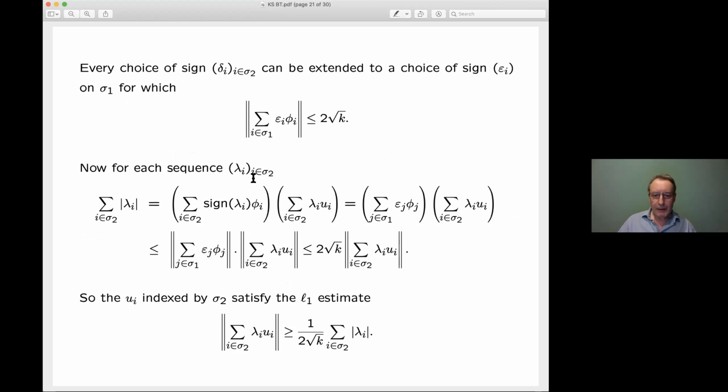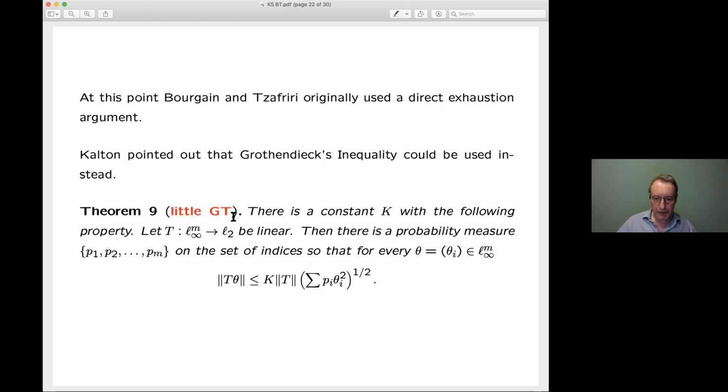Hello. And so here is the little Grothendieck theorem, or one way of stating it. It says there's a constant with the following property. Suppose you have a linear map from L infinity of some dimension to L2. Then you can find a probability measure. So this will be just a sequence of weights adding up to 1, positive weights adding up to 1 on the indices, so that whatever vector you pick in L infinity, the image of that vector, the L2 norm, so this is mapping into L2, so the norm here is the 2 norm.